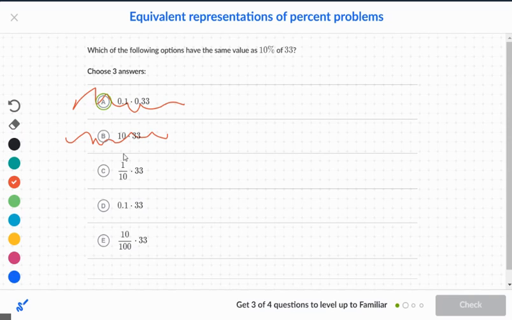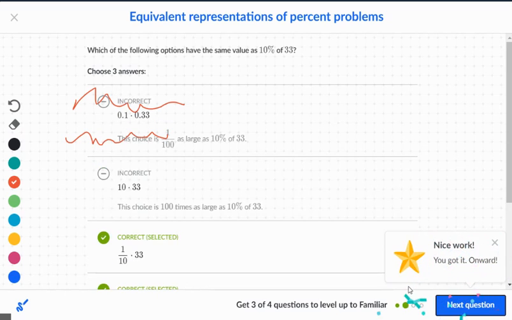Following that, we see 1/10 times 33. Now, is 1/10 the same as 10%? I think it is, because 10% is 10 hundredths, which is the same as 1/10. What about 0.1 times 33? I think that works because it's 1/10 or 10 hundredths, which is the same as 10%. And then the obvious one is 10 hundredths. That's clearly percent means out of 100. And so that is 3 answers, and all of them are correct.